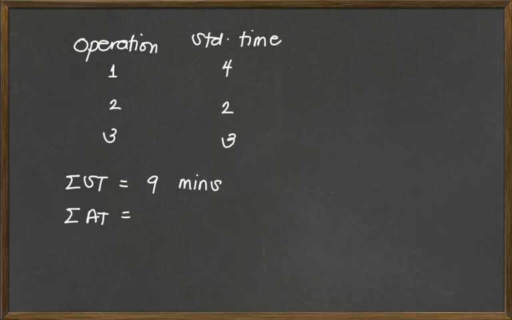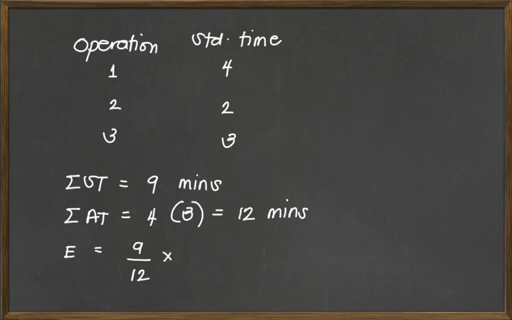So, given that the longest task time is 4 minutes, so we multiply that by the 3 operations. So, we have 12 minutes. So, the efficiency, therefore, is 9 over 12, then multiplied by 100 to get the efficiency in percent form. So, that will give us 75% efficiency.